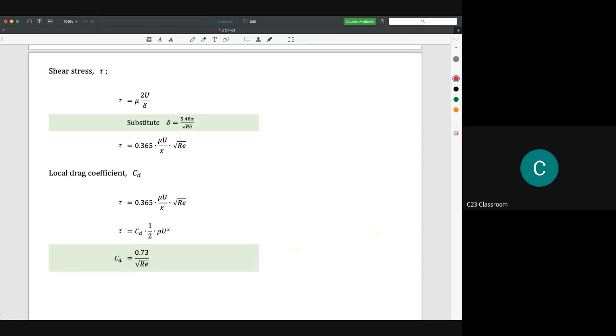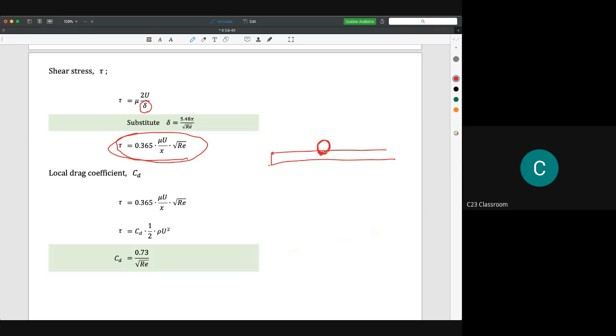So we have this term. What we need to do is substitute the value of delta here. We know delta is 5.48x over the square root of the Reynolds number. And then we could have this term. You need to understand that if we have a flat plate here, the shear stress here is the shear stress that occurs for one molecule.